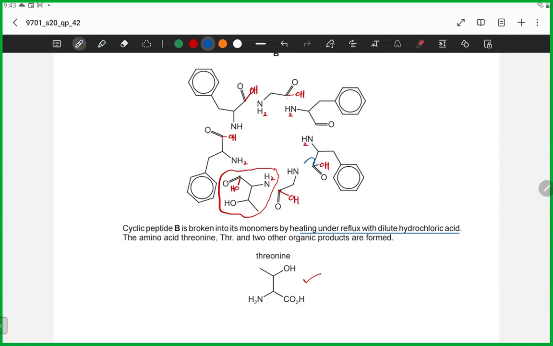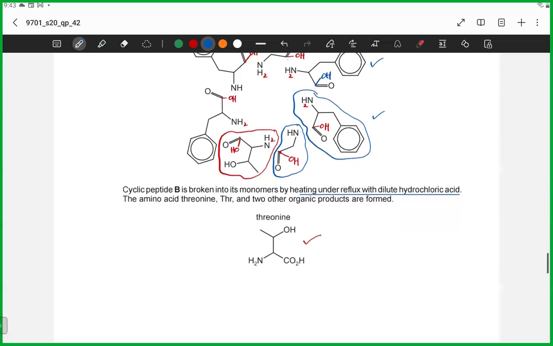One of them is this, and the other one is obviously this. I think these are the two other organic products. This and this look exactly the same. This is going to be carboxylic acid. Okay, so is this clear? You found the two other organic products.